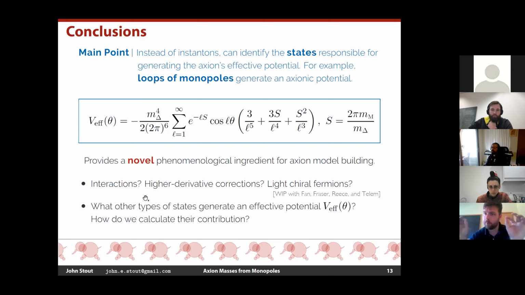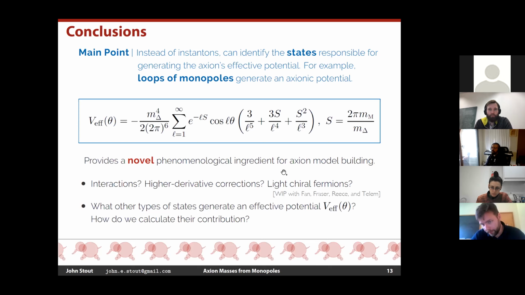We assumed that the monopoles were weakly interacting so that we could only consider one type of world line contribution. How do we include higher derivative corrections to this? In the paper, we gave arguments about why, at least in the regime that we were considering, these were suppressed and didn't affect the answer very much. But coming up with a systematic way of incorporating these higher derivative corrections would be very useful.